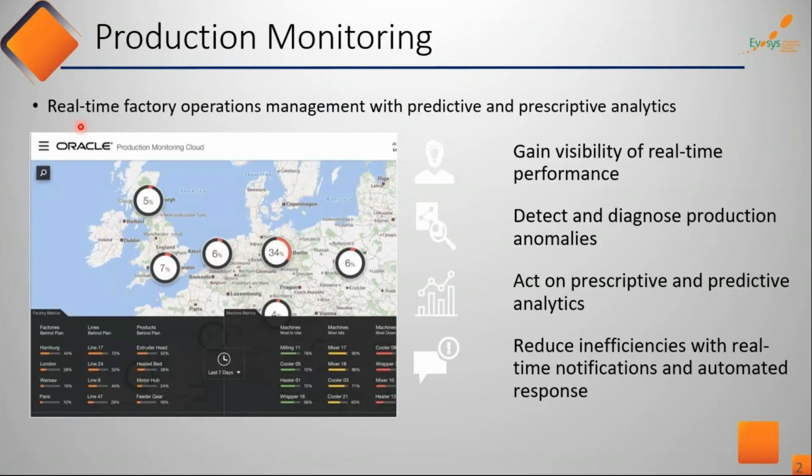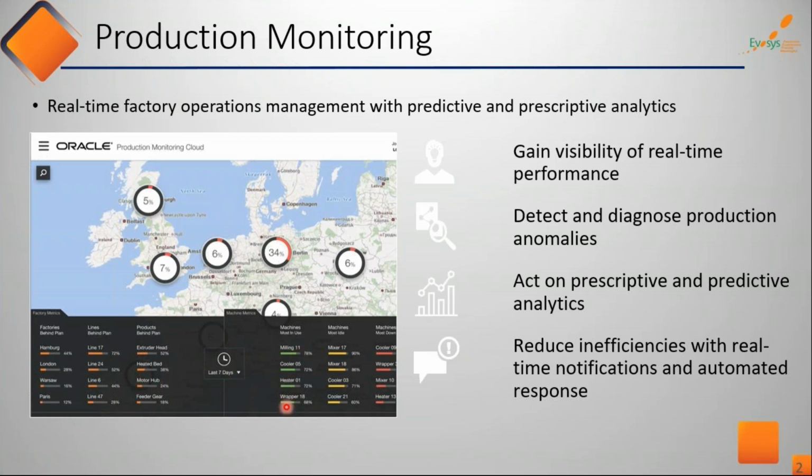Production Monitoring Cloud gives you real-time factory operations management with predictive and prescriptive analytics. You can create multiple sites, multiple factory locations, which will give you real-time visibility of the performance of each factory. You can define different KPIs for each factory based on your business standards. Let's say if a production line is behind, you can see in real time which of my production lines are behind, which will help me do the planning of my resources accordingly.